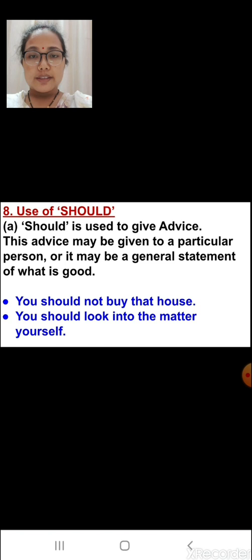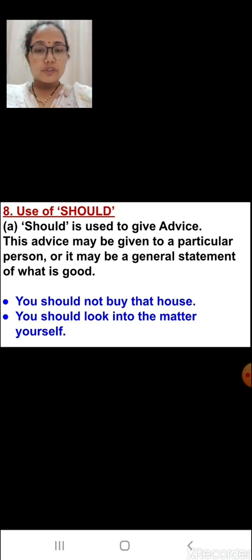Now, let us see number 8, the use of should. Should is used to give advice. This advice may be given to a particular person, or it may be a general statement of what is good. For example, number 1, you should not buy that house. Number 2, you should look into the matter yourself.